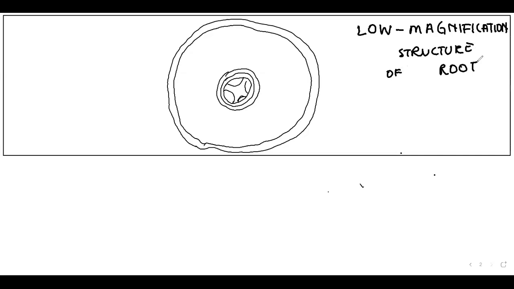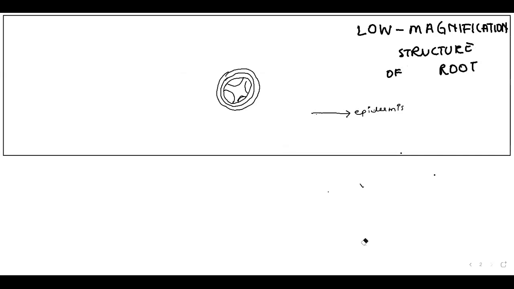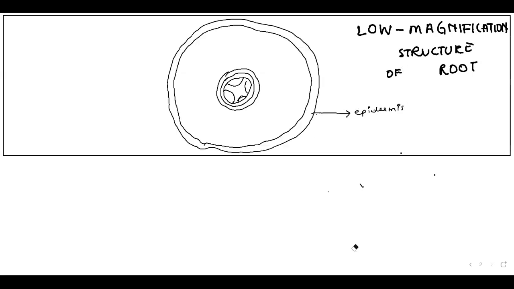This is showing you a low magnification structure of your root. Now, this outermost layer that you can see is known as the epidermis, just like your stem. In the stem, it was known as epidermis. Similarly, over here, it's going to be known as the epidermis as well. Inside the epidermis, you're going to have your cortex.